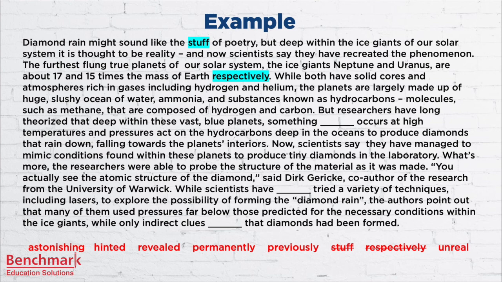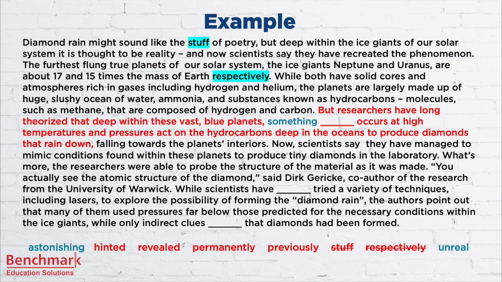Our next gap is, but researchers have long theorized that deep within these vast blue planets, something blank occurs at high temperatures and pressures act on the hydrocarbons deep in the oceans to produce diamonds that rain down. That's all we need for this, because it's clear that the missing word is an adjective. We need to describe the word something, and the two adjectives we have are astonishing and unreal. Which word would make more sense? Unreal means that something is not real or fake, and astonishing is another way to say surprising.